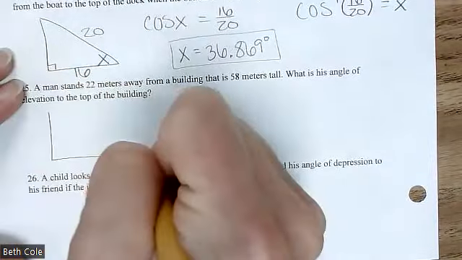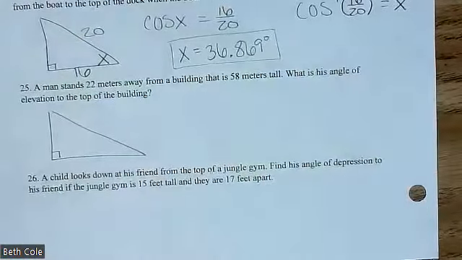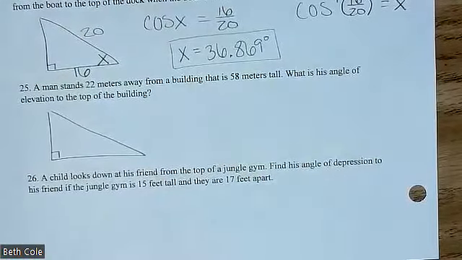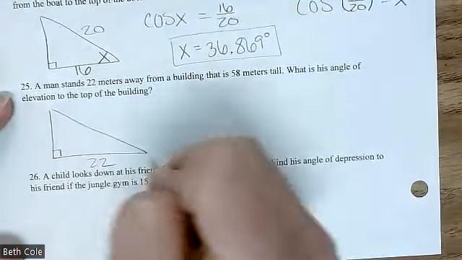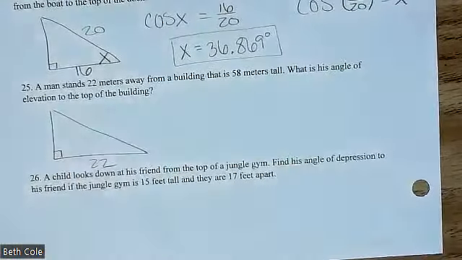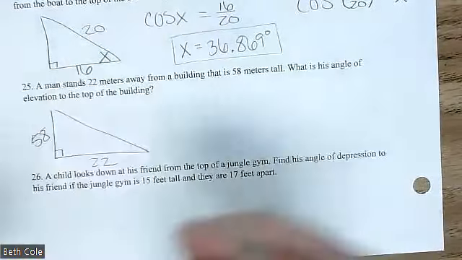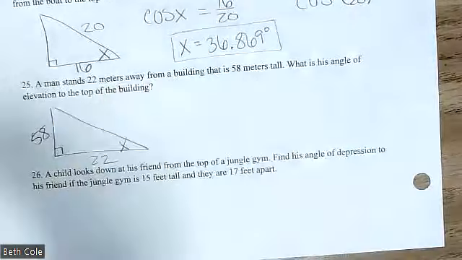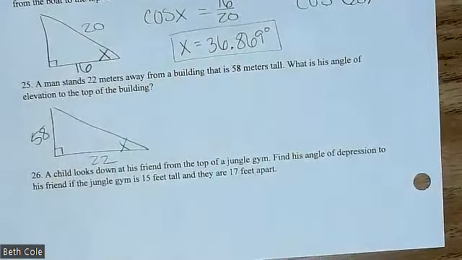All right, draw another right triangle. A man is standing 22 meters away from a building. So where does the 22 go? Bottom. He's over here. This vertical part's the building. The building is 58 meters tall. So that's the vertical part. And just put x at the bottom. You're looking for the angle.